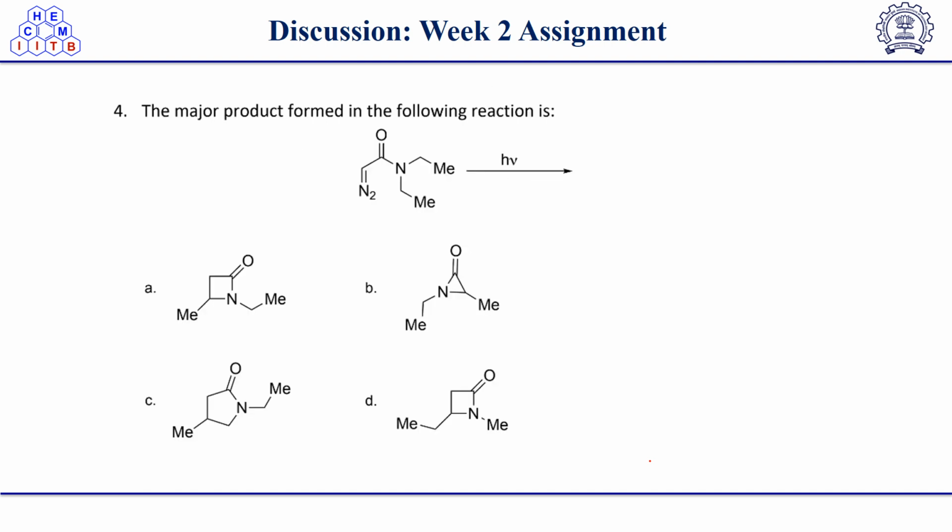The major product formed in the following reaction is... Here a diazo ketone is given, and which will be the major product formed in the following reaction? This I think we discussed in the beginning, not prostaglandins, but in the four-membered rings where beta lactams are required. In the case of penicillin, we discussed this kind of reaction.